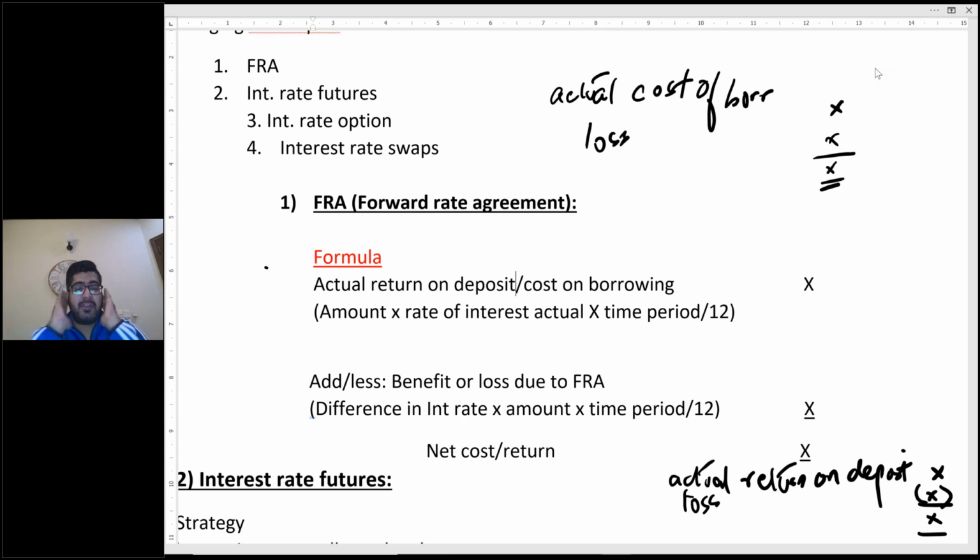it can be deducted as well. If the case is of borrowing, we will write actual cost of borrowing through this formula. If it's a benefit, benefit reduces cost, therefore deducted, but if it's a loss, loss increases cost, therefore added. But if we get a deposit case, we will write actual return on deposit, and then if we got benefit, benefit increases return, added. But if you have loss, loss reduces return, therefore deducted. Okay, this is the format of FRA.